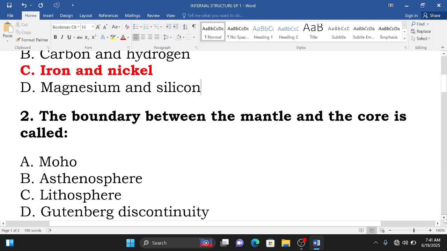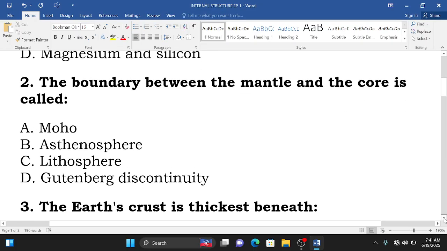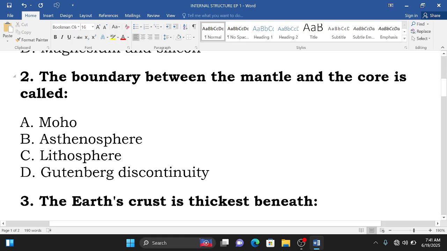The boundary between the mantle and the core is called. Normally, we have two main boundaries between three main layers of the internal structure of the earth, where the boundary between the crust and mantle is called Mohorovicic discontinuity, while the boundary between core and mantle is called Gutenberg discontinuity, or discontinuity of Gutenberg.